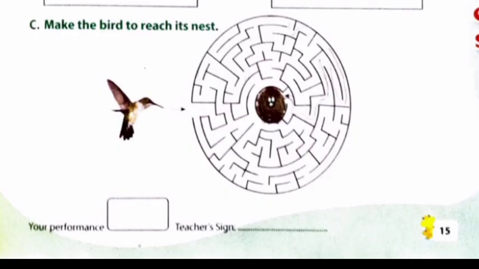At last, make the bird to reach its nest. Here you have a bird and the nest is there at the center of the circle. You have to draw the way and make the bird to reach its nest.